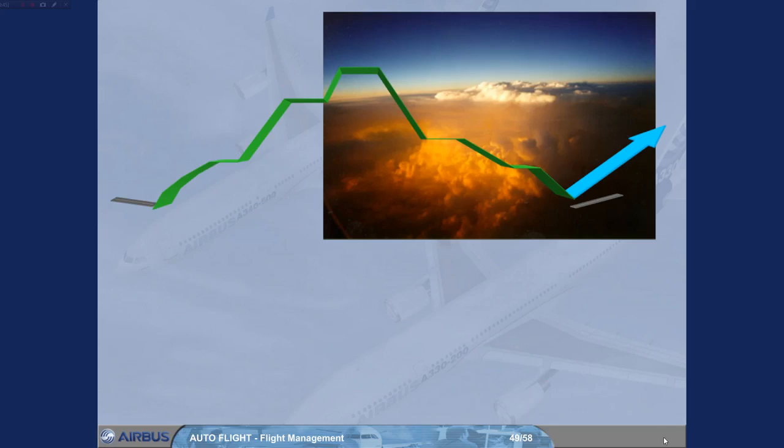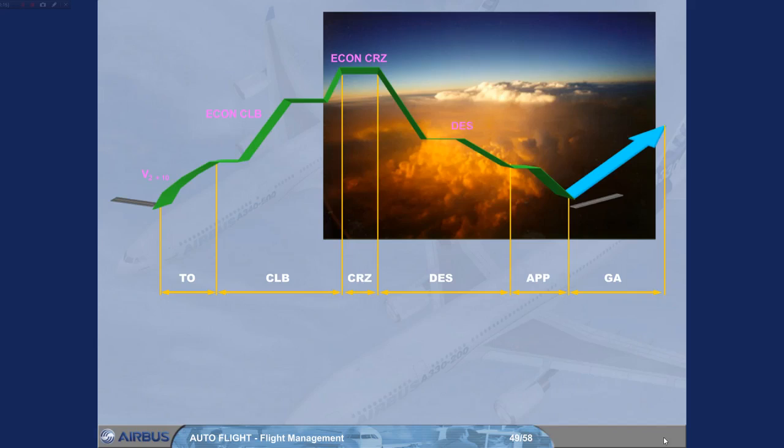The flight plan is divided into flight phases: pre-flight, takeoff, climb, cruise, descent, approach, go-around, done. Each phase is characterized by its target speed profile: V2 plus 10, econ climb, cruise, descent speed, Mach, V approach. The speed profile is also called managed speed profile.